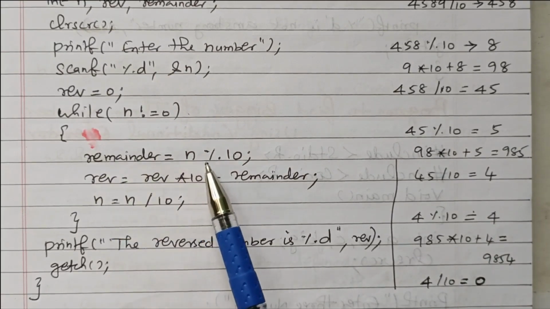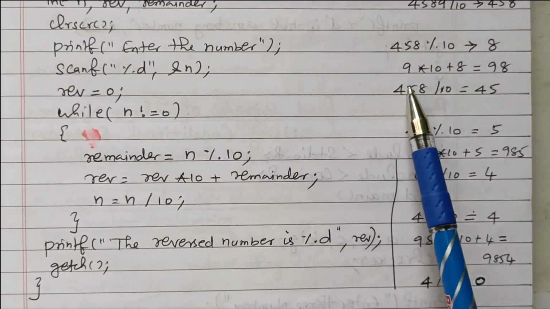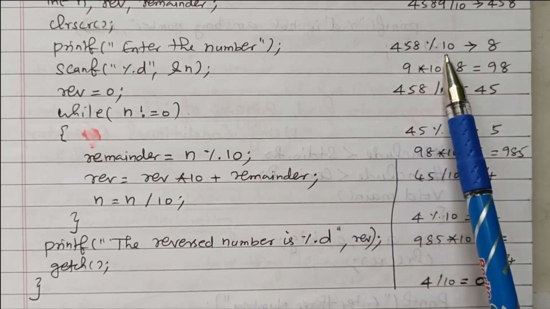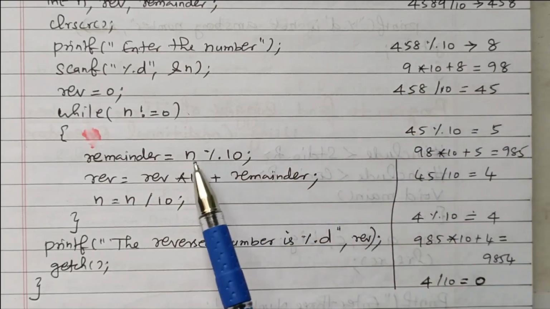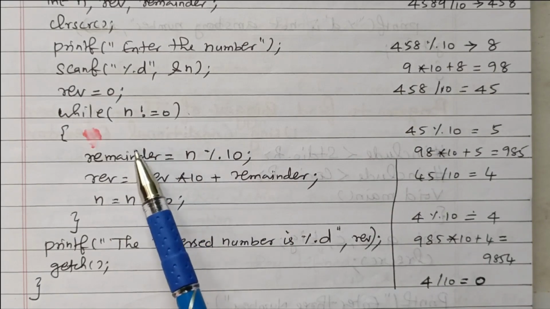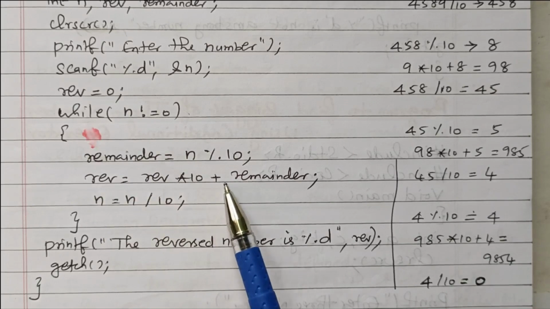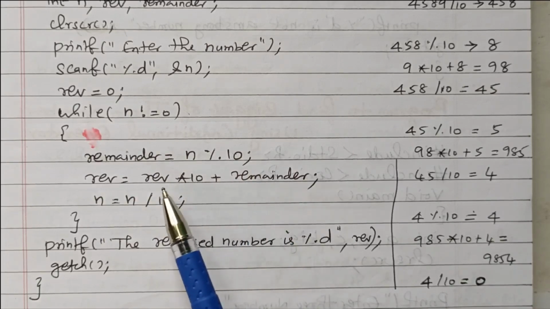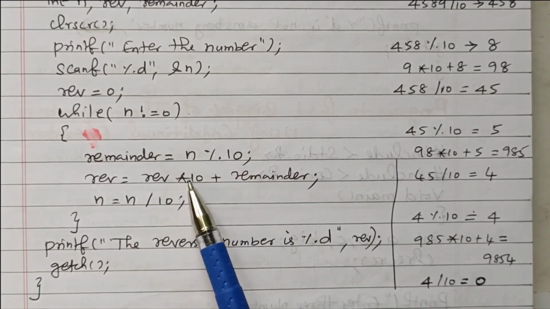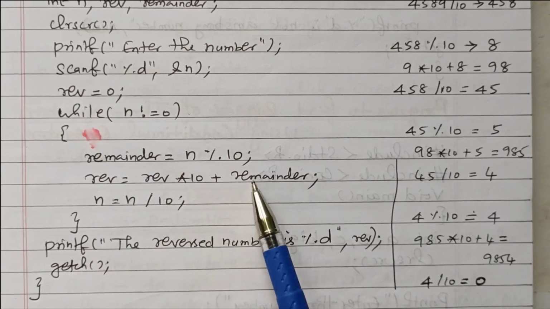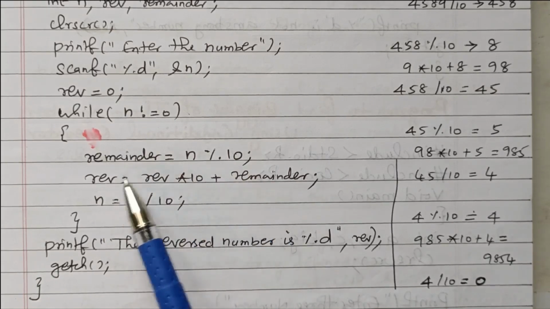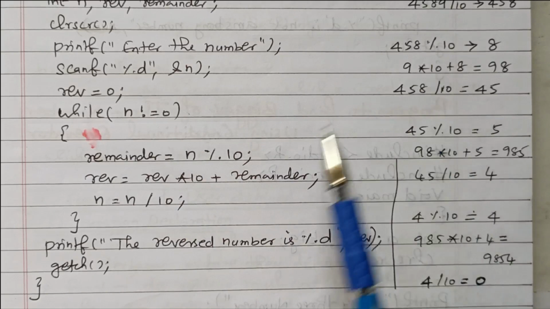What do we need to do? Remainder equal to n percentage 10. That is the first process. We divide by 10 using modulo division and find the remainder. Then reverse equal to reverse into 10 plus remainder. Reverse is already 0, so 0 into 10 is 0, plus the remainder is added. This is the first process, the remainder will be added.